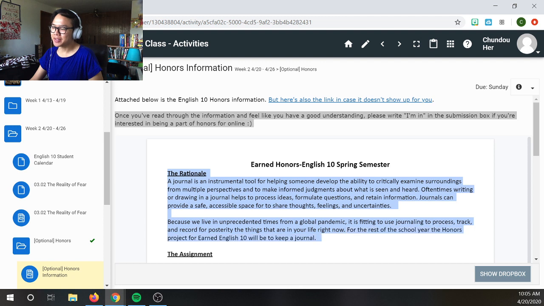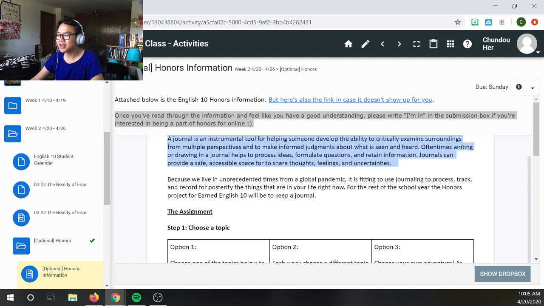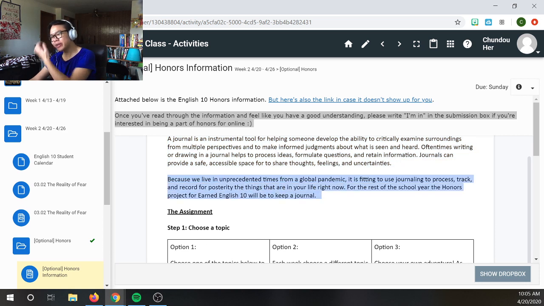So the rationale behind this honors: the journal is an instrumental tool for helping someone to develop the ability to critically examine surroundings from multiple perspectives and to make informed judgments about what is seen and heard. Oftentimes, writing or drawing in a journal helps to process ideas, formulate questions, and retain information. Journals can provide a safe, accessible space to share thoughts, feelings and uncertainties. So because we live in an unprecedented time from a global pandemic, it is fitting to use journaling to process, track, and record for posterity the things that are in your life right now.